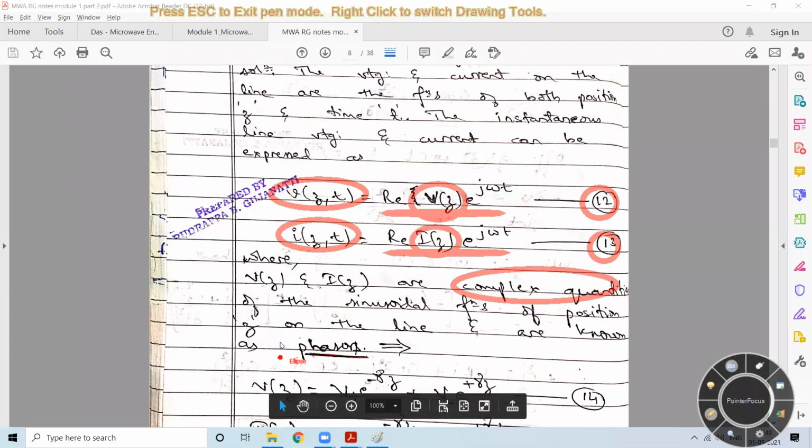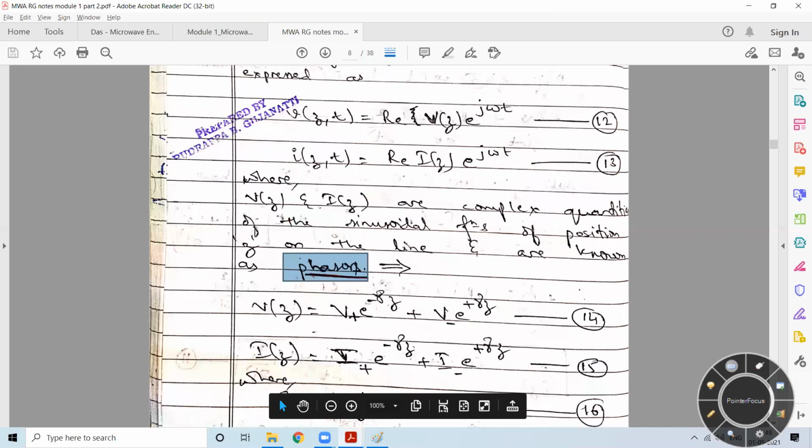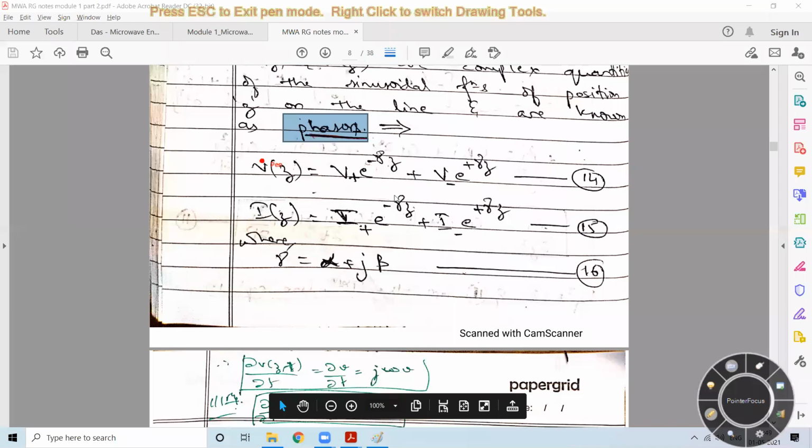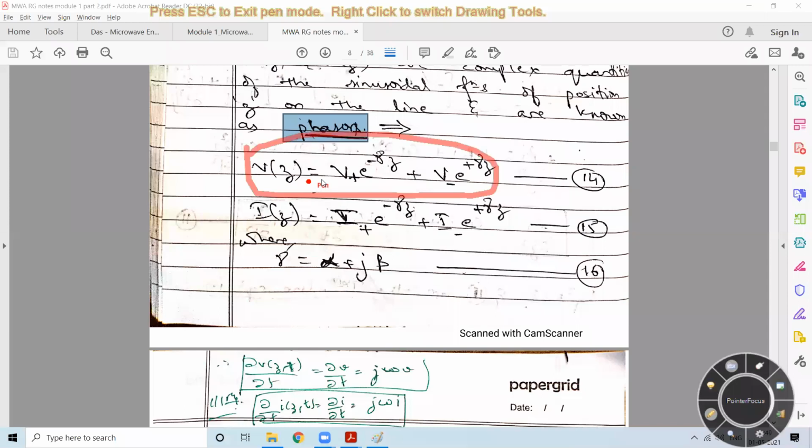They are also known as the phases. Now we are considering that the transmission line is placed along the Z axis. Therefore, we are considering the Z parameter over here. So V of Z and I of Z are given by these two parameters, that is incident and reflected parameters, in which V of Z is given by V plus into e raised to minus gamma Z plus V minus into e raised to plus gamma Z.